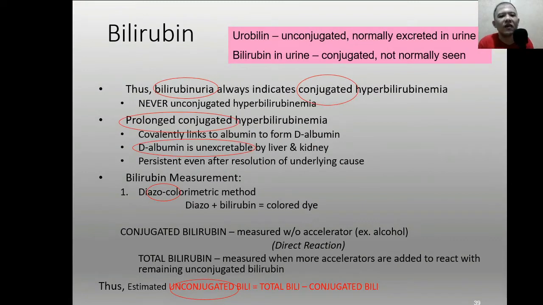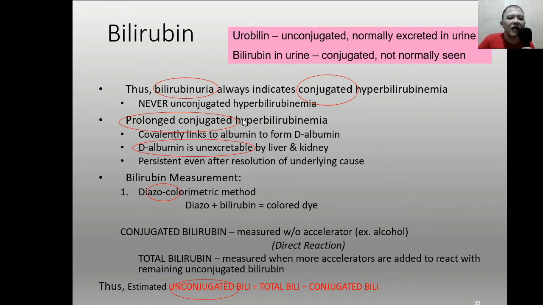Bilirubinuria always indicates conjugated hyperbilirubinemia because bilirubin is never normally found in the urine. What we can see in the urine is urobilin. The bilirubin that we are talking about is the conjugated form. So if you see bilirubin in the urine, the next step is to check if there is a conjugated hyperbilirubinemia. Check for the direct bilirubin or the conjugated bilirubin.